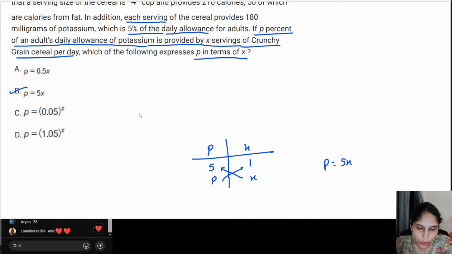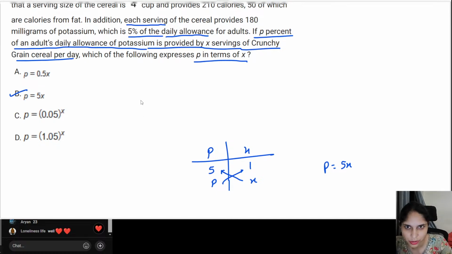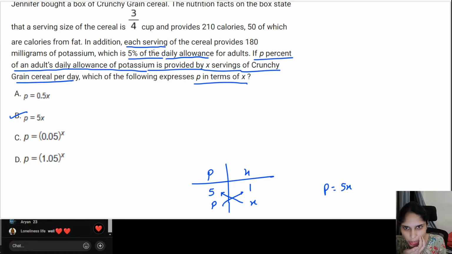Yeah. So for one serving, it is 5%. For two servings, it is going to be 10%. So now you can just make the ratio table. For one, it is 5. For X, it is P. Now you cross multiply. P is going to be equal to 5X. That is it. All the other information, that's just garbage. You just need to know that each serving is 5% and P% is provided by X servings. All of that, we don't need that information at all.